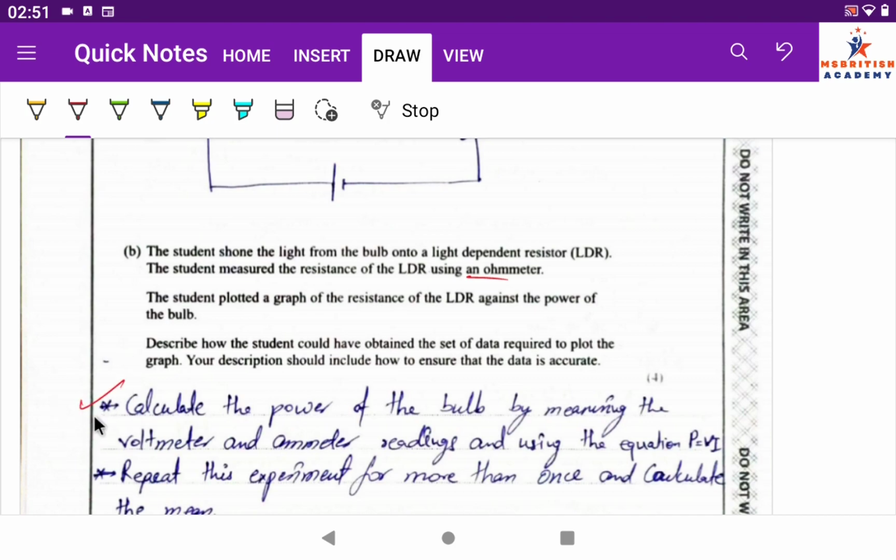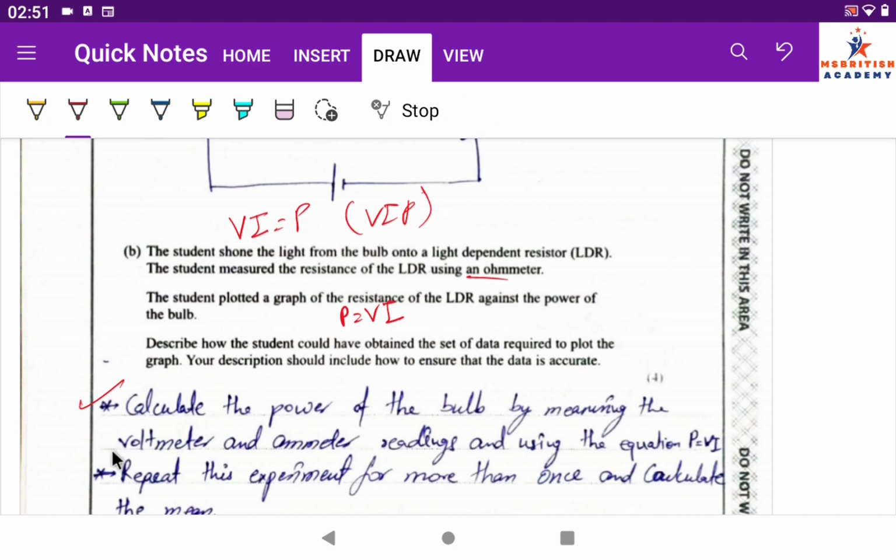So you can calculate the power of the bulb by measuring the voltmeter and ammeter readings and using the equation P is equal to VI. Here you can use a shortcut to remember this formula. You can remember this formula as VI is equal to P. So you can use the VIP formula.